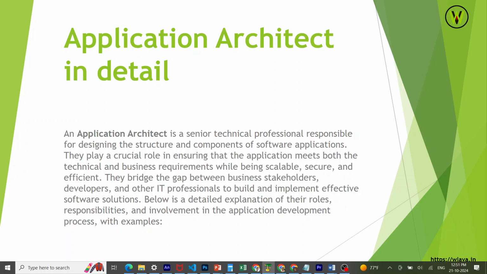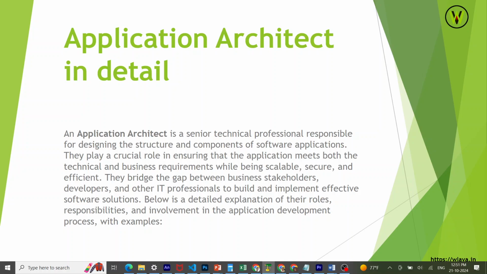An application architect is a senior technical professional responsible for designing the structure and components of software applications. They play a crucial role in ensuring that the application meets both the technical and business requirements, while being scalable, secure, and efficient. They bridge the gap between business stakeholders, developers, and other IT professionals to build and implement effective software solutions. Below is a detailed explanation of their roles, responsibilities, and involvement in the application development process, with examples.